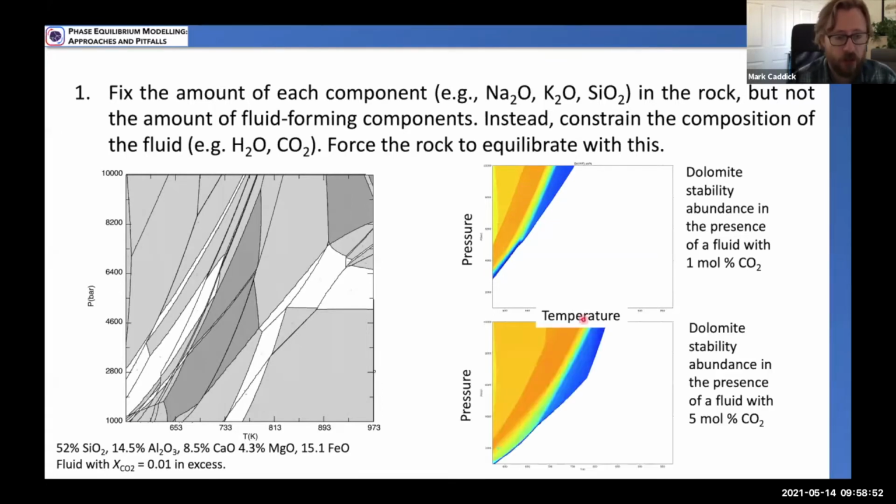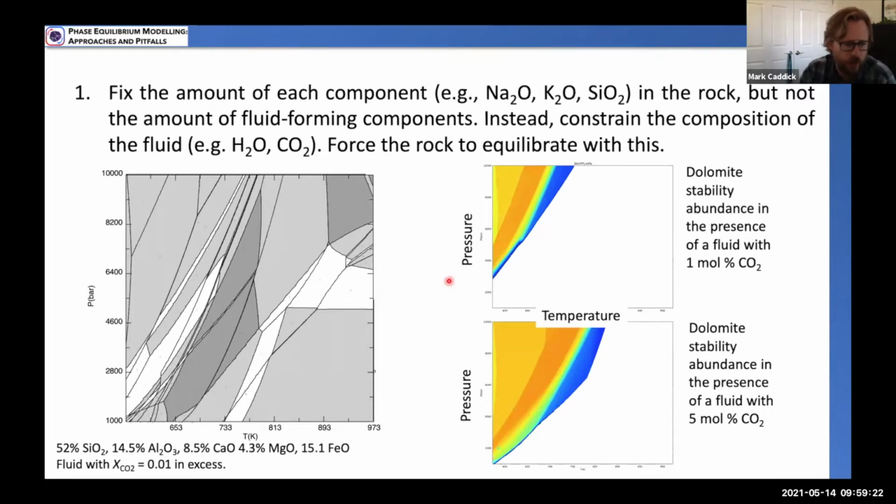compositions. So this is cut from a phase diagram. I basically recalculated this at a higher molar proportion carbon dioxide in the fluid, and we can see, as one might expect, the stability of dolomite increases to higher and higher temperature. So in a very simple case, this is the first strategy that we have available to us for dealing with fluids.